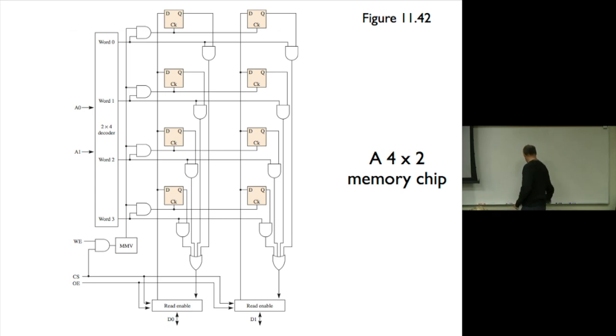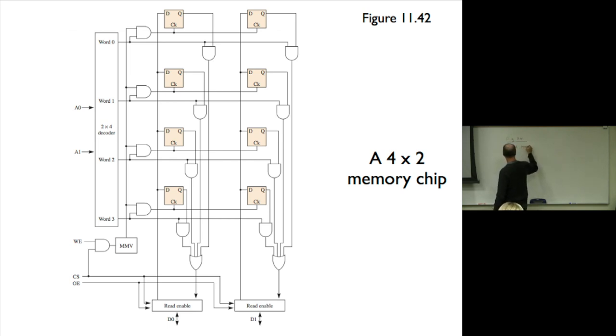So 16 bits? 16 bits, but how many is what by what? It's 4 by 4? No, it's 4 by 2. It's 4 2-bit cells. It's definitely 4 by 2. Figure 11.41, it's a 4x2 memory chip.